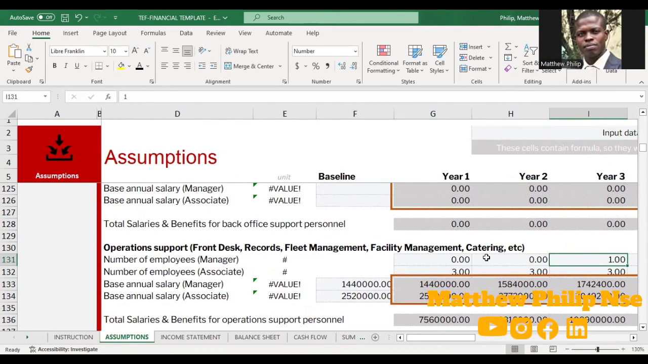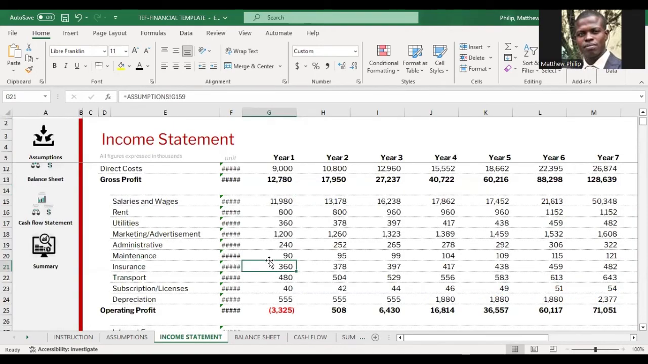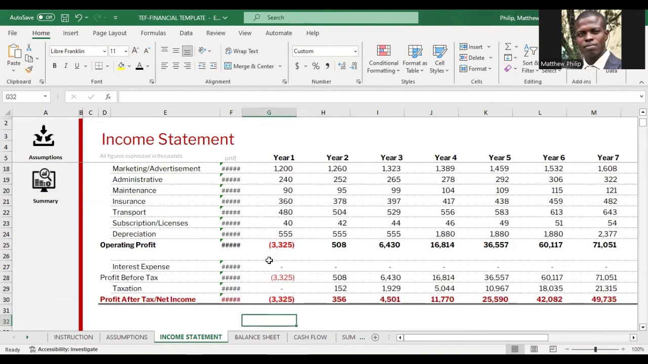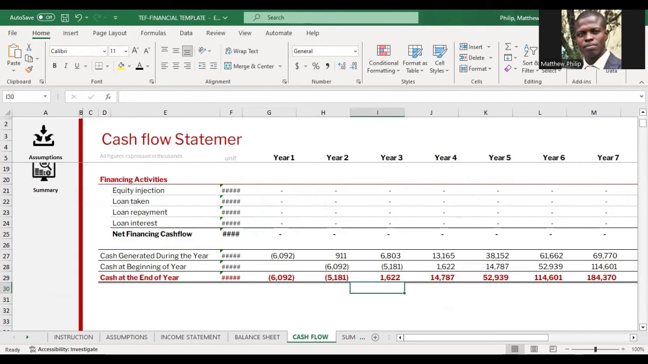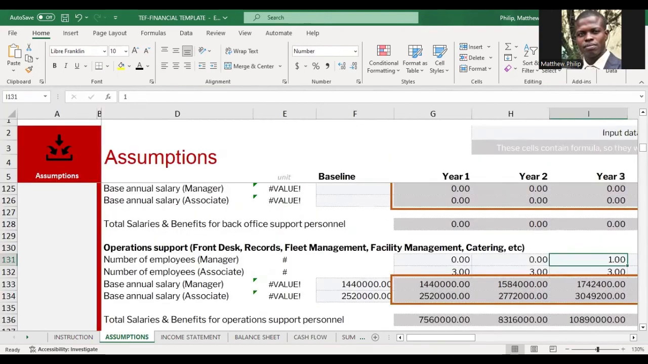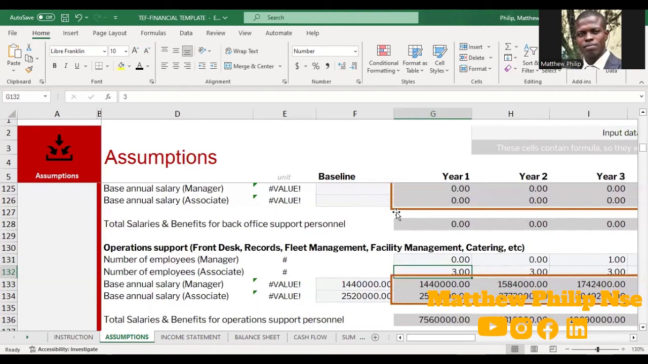All right, so let's go back and check if there's any difference. Wow. So this business will now break even in year 2, but go and check your cash flow again. We are still having an issue here, 2 years of negative cash flow. So come back to the assumptions. What we can do now is to start with 2 operation staff in year 1 and year 2.